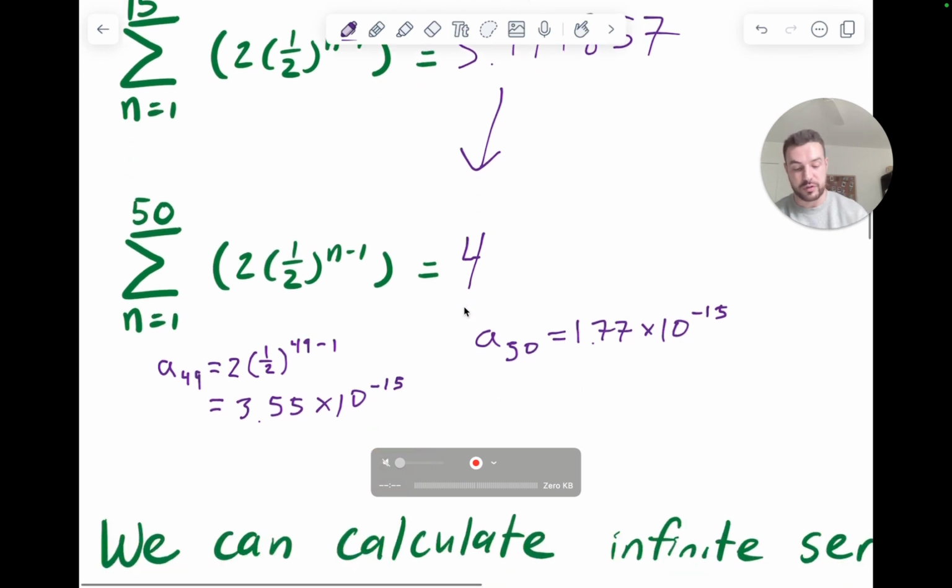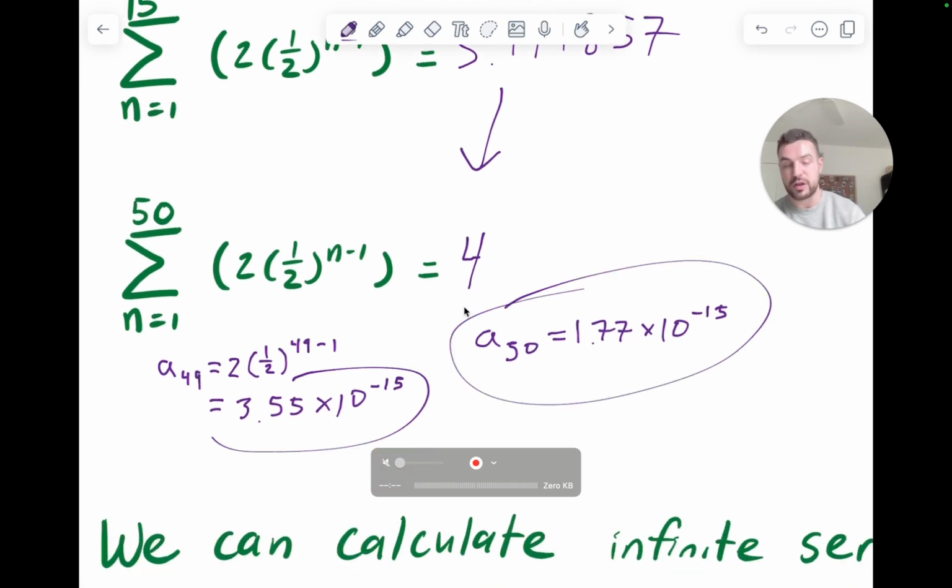So in our example, these two values right here are incredibly small. They're basically nothing, so they don't really contribute much to our total. If I were to add 100 more terms after this, again, those terms are so small, it doesn't really change the value of our total, which is why we can calculate the infinite series below.